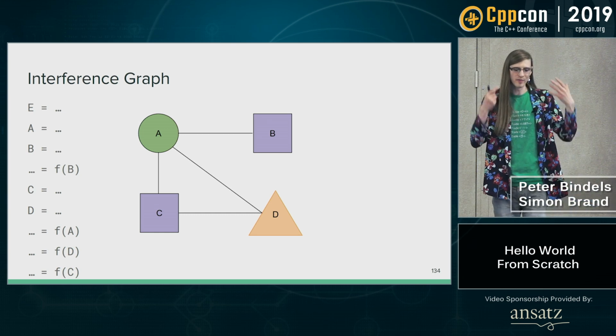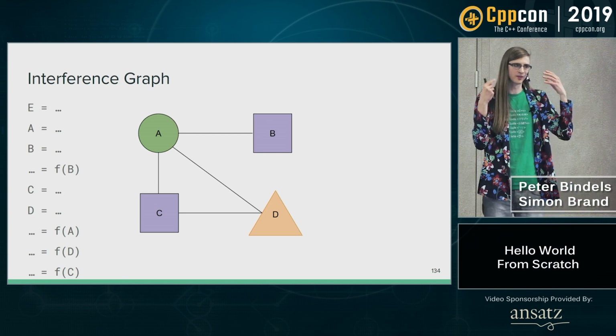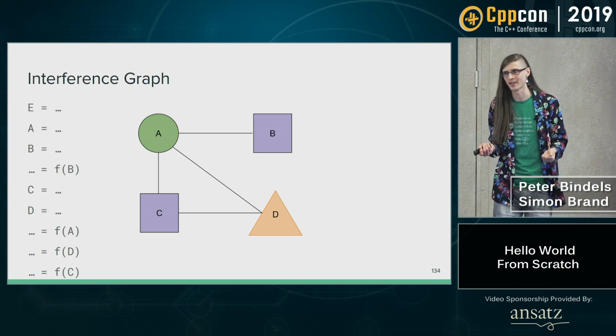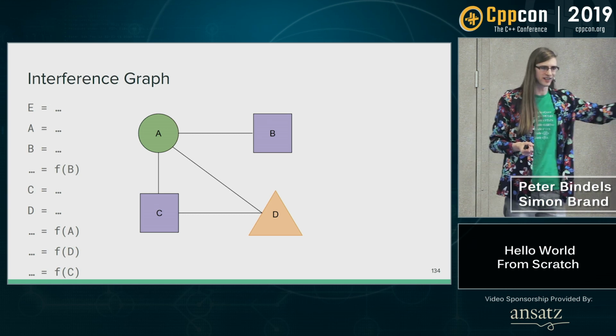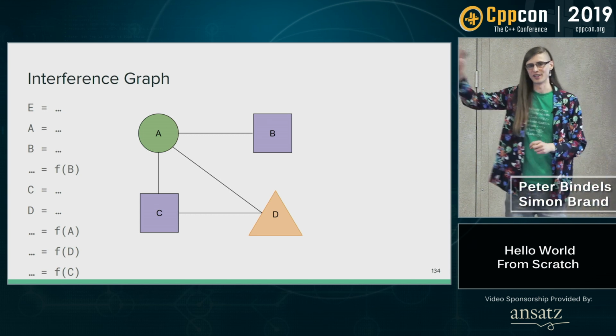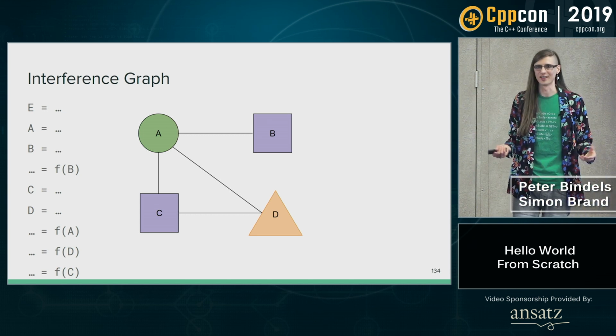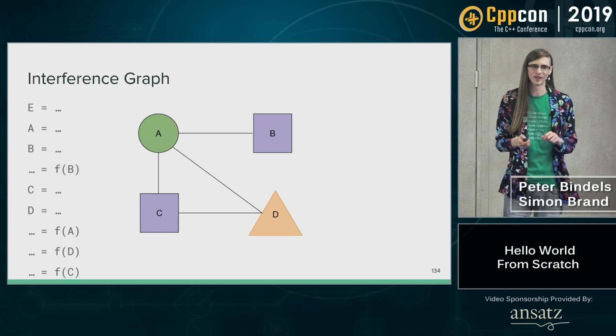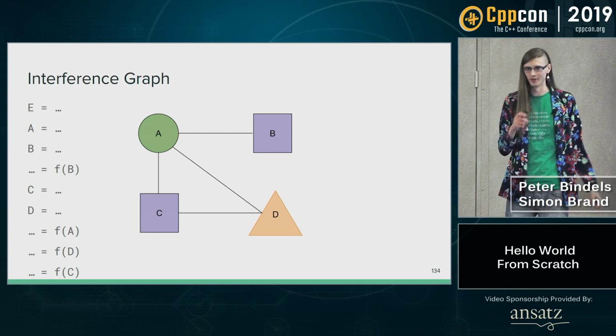So the basics of register allocation is graph coloring, but then you need to take into account the cost of spilling this variable versus this one. There's a bunch of other analysis which complicates things, but at its basis, this is what's going on.